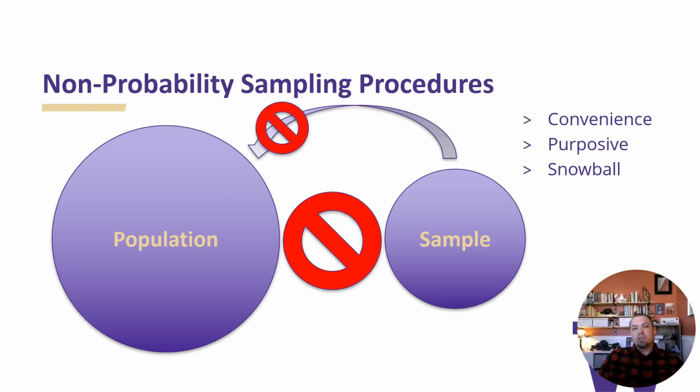Next, we're going to turn to non-probability sampling procedures. The three of these are convenient sampling, purposive sampling, and snowball sampling. I should note as well, if I haven't mentioned this already, that probability sampling is typically used with quantitative research, and non-probability sampling is typically used with qualitative research.